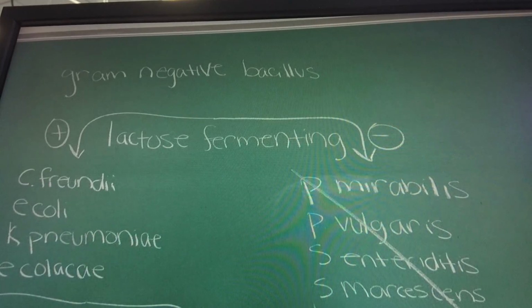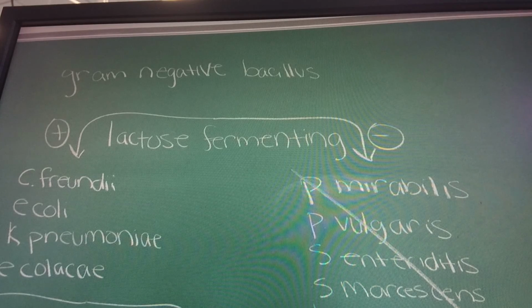Since our unknown was gram-negative, bacillus, and a lactose fermenter, we were able to narrow our search down to 4 types of bacteria. These bacteria were C. freundii, E. coli, K. pneumoniae, and E. cloacae.